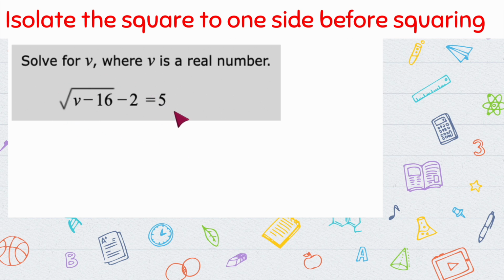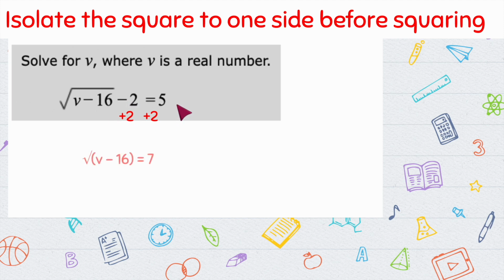All right, let's try one more of these. It's a little bit more complicated here. So we want to isolate the square root to one side before squaring it. So I want to take that -2 and bring it to the other side, because I don't want it on the same side as the square root. Otherwise, I'm going to have to square a binomial, and I really don't want to have to do that because it won't get rid of my square root. It'll kind of cause more issues.